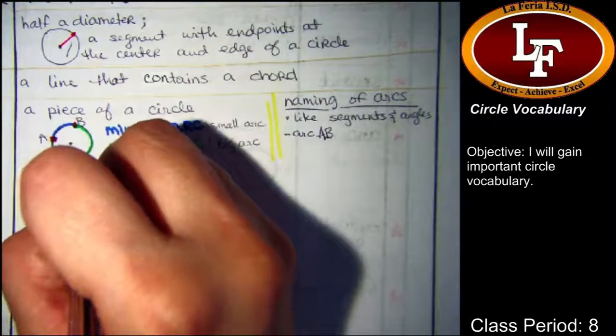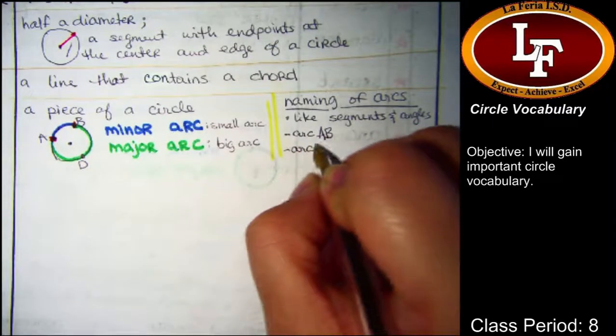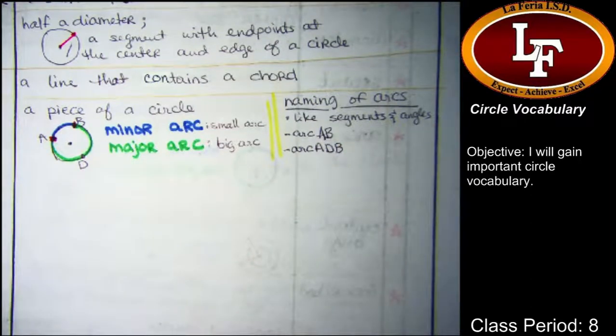There's one way that I can be specific, and that would be to add a third letter, like an angle. Which arc am I talking about now? The minor arc or the major arc? The major arc, because you start at A, you go through D, and you end up at B, and that arc ends up being the bigger one, so it has to be the major arc.